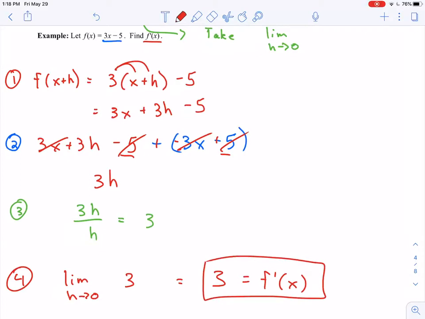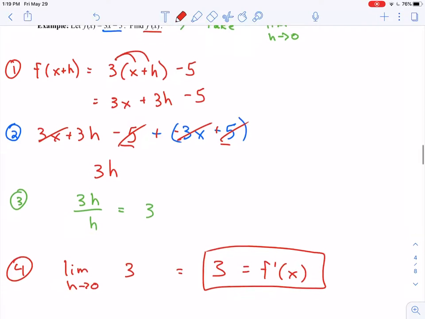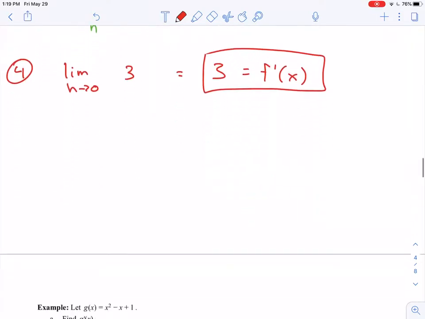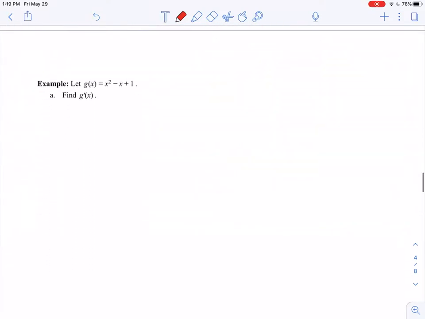So that's how I would find the derivative of a linear function, and a linear function is almost too simple. We don't deal with just linear functions because, to be honest, they're not terribly interesting. We might see a quadratic more often, though. That's probably what we'll look at next.